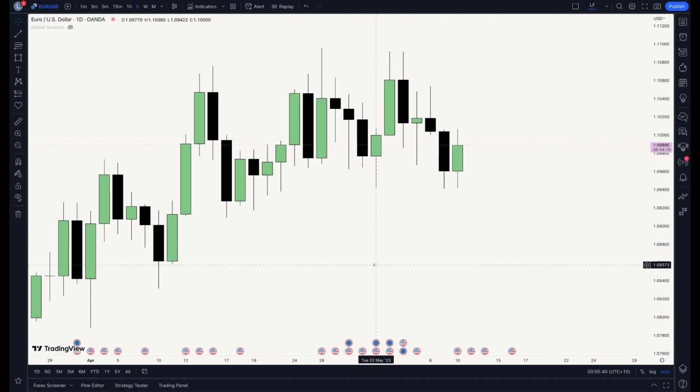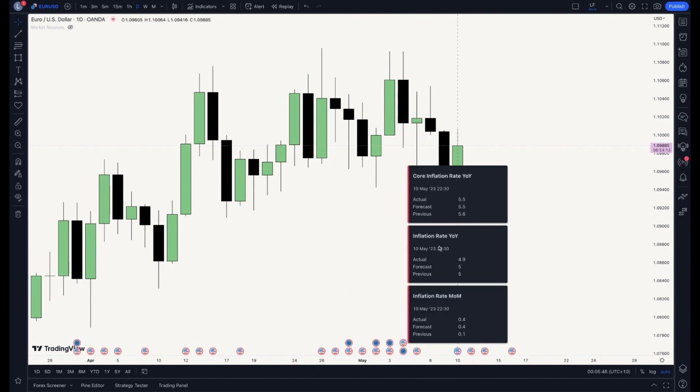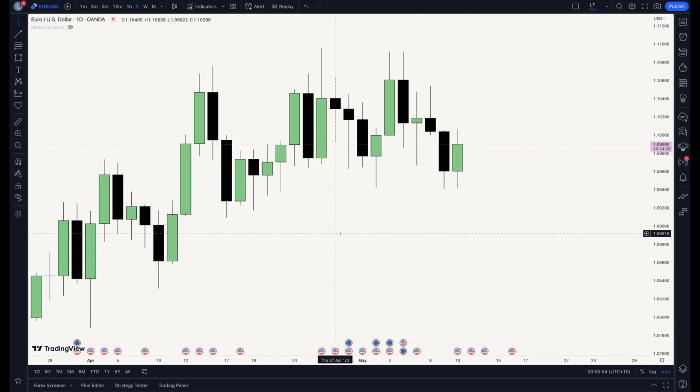Now, what's interesting about this trade is that I took this trade 45 minutes post-news event. So there was inflation rate news that came out at 10:30 p.m. And I wanted to show you guys what made me take this trade. So let's get into it.